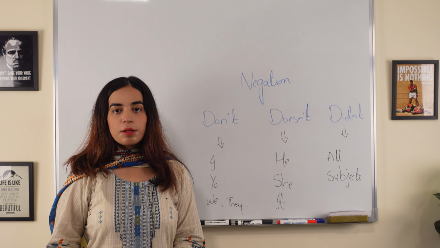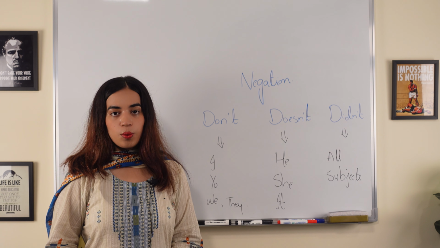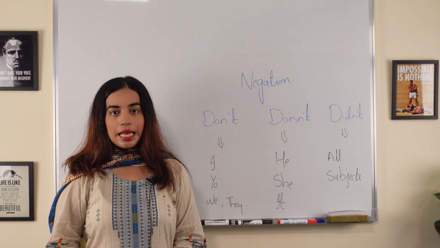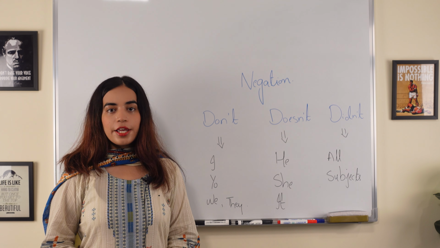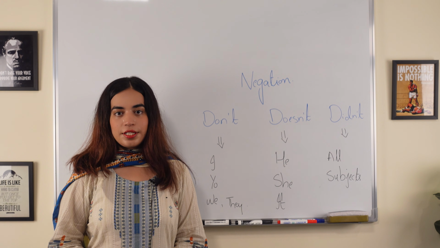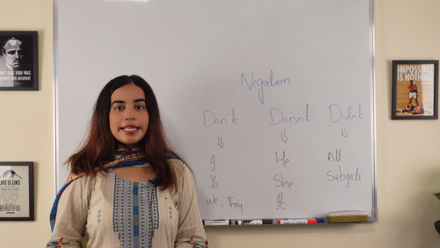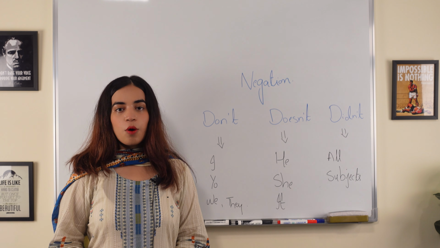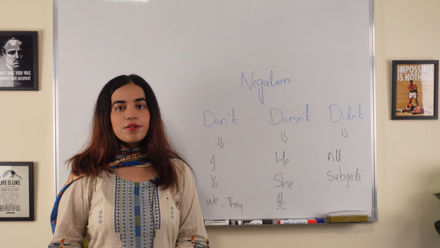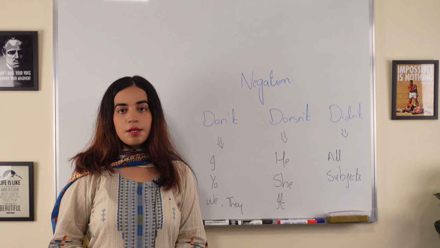Now let's talk about negation. When we want to talk about something we don't do or didn't do, we use don't, doesn't or didn't. Again, don't pairs up with I, you, we and they, while doesn't teams up with he, she and it. For instance, I don't eat meat or he doesn't like horror movies. When talking about the past, we use didn't with all the subjects. For example, they didn't visit the museum.